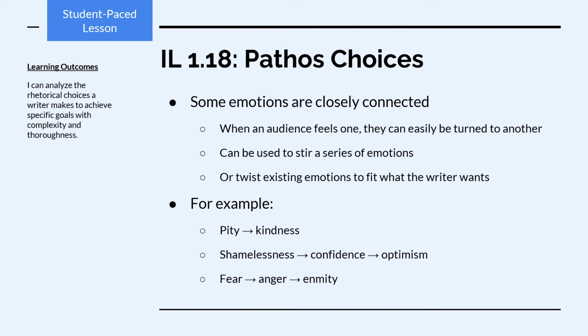Similarly, shamelessness to confidence to optimism: first removing an audience's shame if they feel it, then you can turn that into confidence because you try to eliminate their fears. And you can turn that elimination of fears, that confidence, into general optimism. Then, of course, we have the classic from Yoda from Star Wars: fear leads to anger, anger leads to, well, enmity, which is hate, that sort of thing. And so those are very closely related emotions as well that writers can kind of build upon.